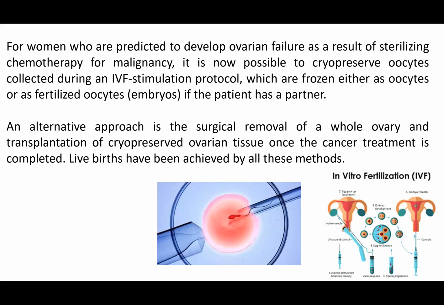And here, in cases of resistant ovary syndrome, we will find the presence of primordial follicles on ovarian biopsy. For women in whom ovarian failure is anticipated, for example, if she is going to be exposed to chemotherapy, we can do cryopreservation of the oocytes and use them later in IVF, or in vitro fertilization protocols. An alternative is the surgical removal of the whole ovary and transplantation of cryopreserved ovarian tissue once her therapy is over. And live births have been achieved by all these methods.